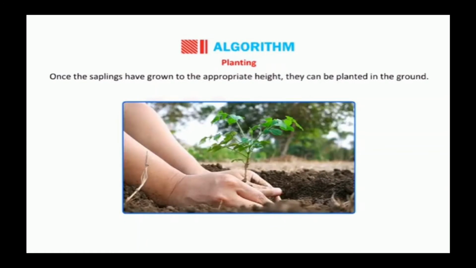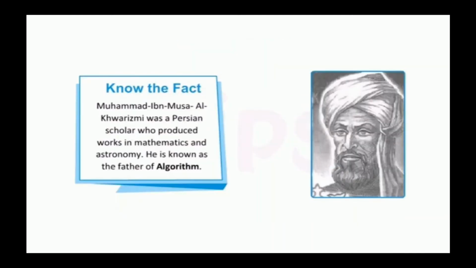Now planting. Once the saplings have grown to the appropriate height, they can be planted in the ground. Now know the fact. Muhammad ibn Musa al-Khwarizmi was a Persian scholar who produced work in mathematics and astronomy. He is also known as the father of algorithms.